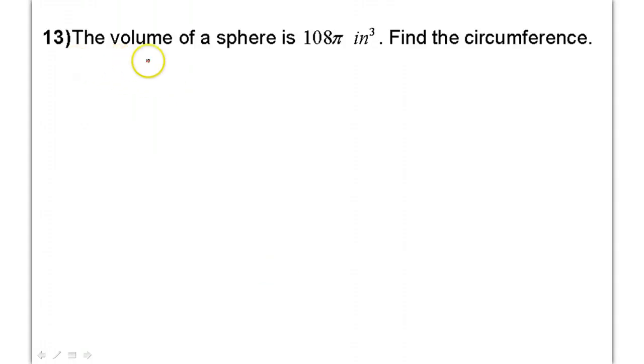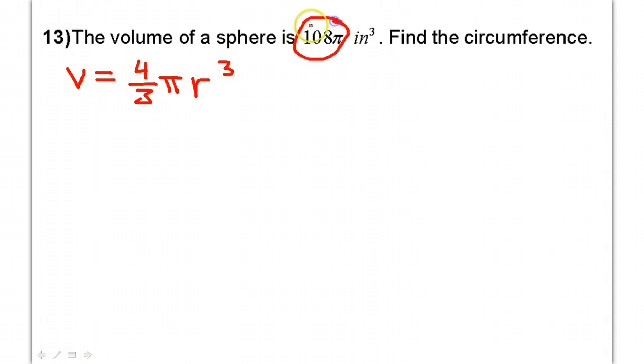Alright, how about number 13? Let's see, we're given the volume. So let's start by writing down the volume formula. Volume is 4/3 pi times the radius cubed. We're given the volume, so I'm going to take that 108 pi and put it in for volume right there.